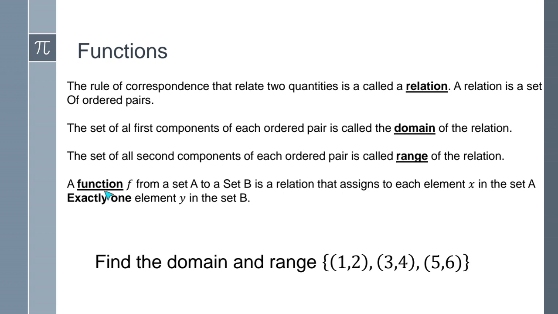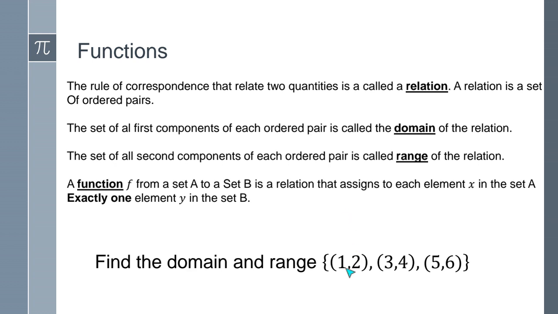So a function is just a special relation, and basically what it is, if we look at two sets, set A and set B, set A being the domain and set B the range, it's a relation that assigns to each element X in the set A exactly one element in set B.